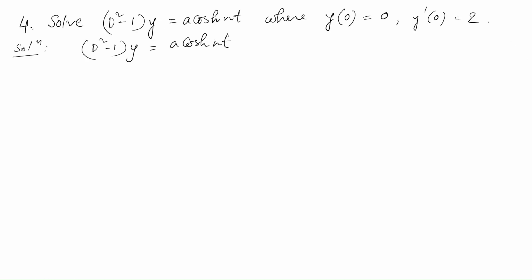Question number 4. Solve (D square minus 1) y equals a cosh nt, where y at 0 equals 0, y prime at 0 equals 2. Let's start the solution. Let us take Laplace transform both sides of this equation. Then we'll have Laplace transform of y double prime minus Laplace transform of y equals a Laplace transform of cosh nt.